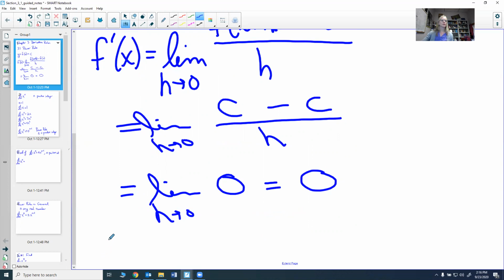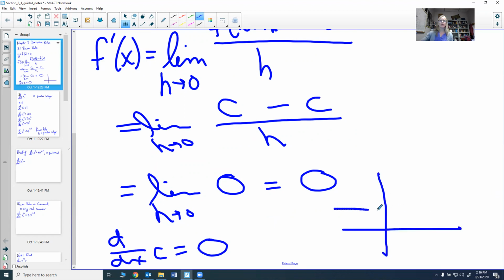So this is the derivative. So the derivative of a constant, we'll actually write it a different way. The derivative with respect to x of some constant is always just going to be 0. And if you think about the graph of this, if we look at this graphically, a constant is just a horizontal line. And the slope of every horizontal line is 0. So it makes sense that its derivative would be 0.